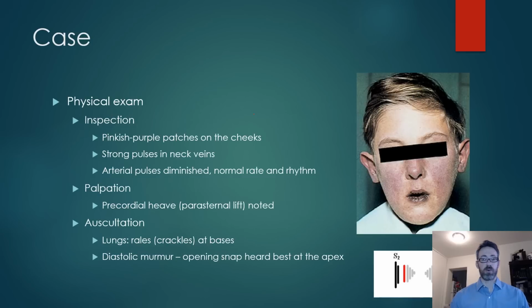So kind of coming back to our case here, on the physical exam, all right, you want to make sure, for our patient, on inspection, we had pinkish purplish patches on the cheeks, which you can see on our patient over here. You can also see some cyanosis on the lips and there on the nose as well, maybe some on the ears. So he's cyanotic. He's got those pinkish purplish patches, and he was noted to have strong pulses in his neck veins.